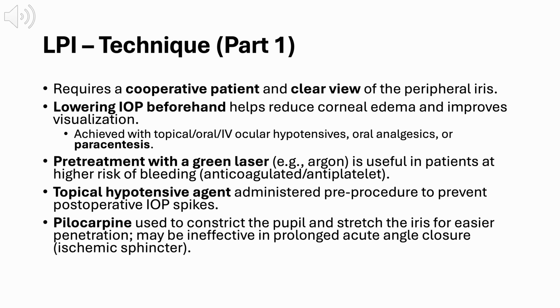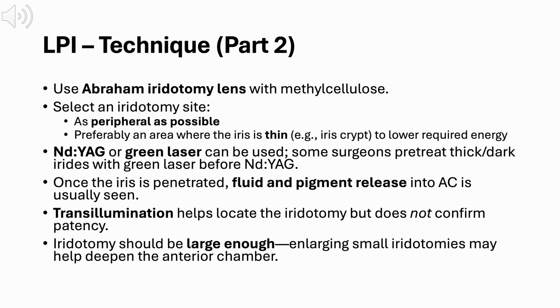I also like to give a topical pressure-lowering drop before the actual procedure to help prevent a postoperative pressure rise. Pilocarpine is then used to constrict the pupil and stretch the peripheral iris, making penetration more reliable. The caveat is that in prolonged acute angle closure, the sphincter can become ischemic and pilocarpine will be less effective. Once the eye is prepared, the iridotomy is performed using an Abraham lens with methylcellulose to stabilize the ocular surface and magnify the peripheral iris.